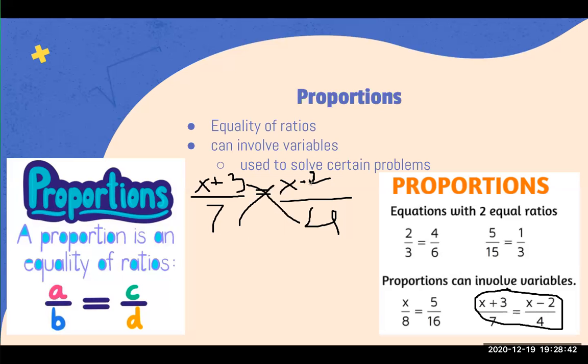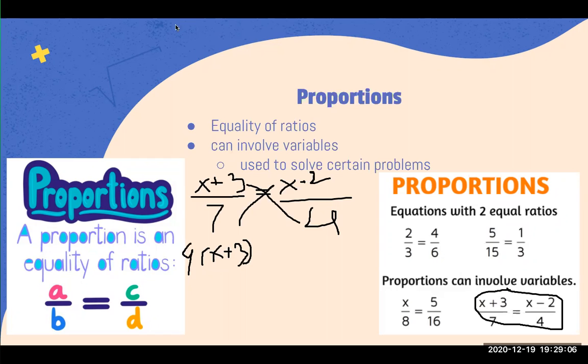So 7 is going to go onto this side, 4 is going to go onto this side, and you can have x plus 3 times 4. So x plus 3 is going to be inside parentheses, x plus 3. You guys can write this down if you want. It would actually really be helpful if you took notes or something like that, so you don't forget. Okay, so 4 goes over here.